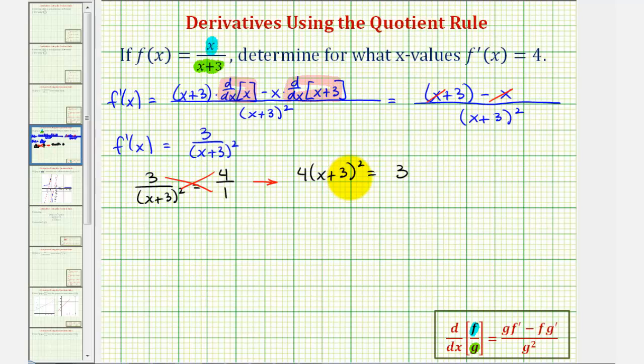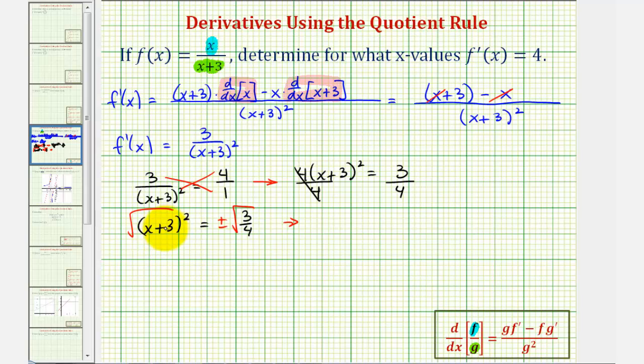We're not going to expand this. We'll solve this using square roots. So now we'll divide both sides by 4. So now we have the quantity x plus 3 squared equals 3/4. So now we'll take the square root of both sides of the equation. When doing this, don't forget the plus or minus sign on the right so that we obtain both solutions.